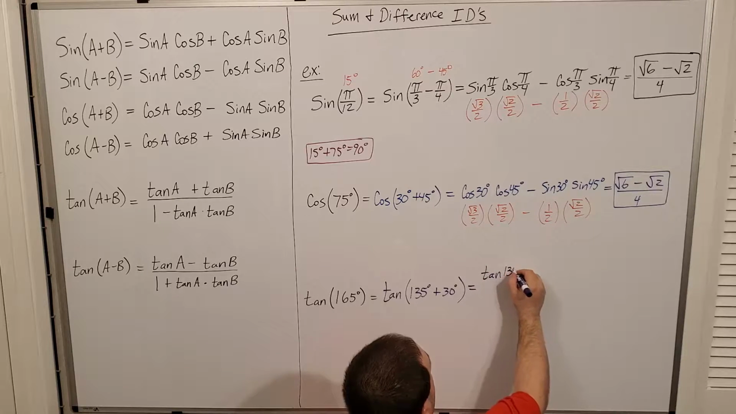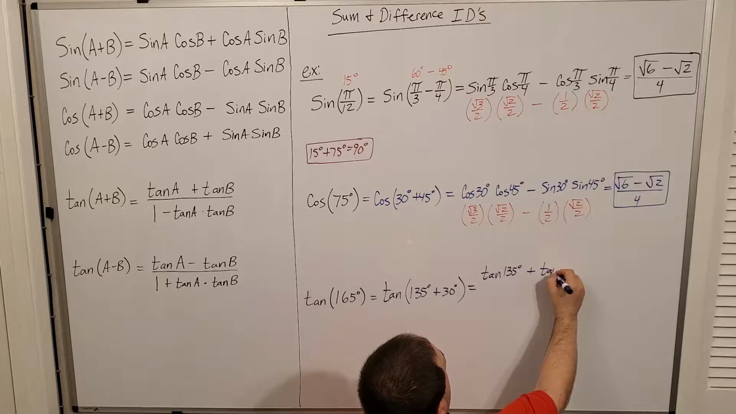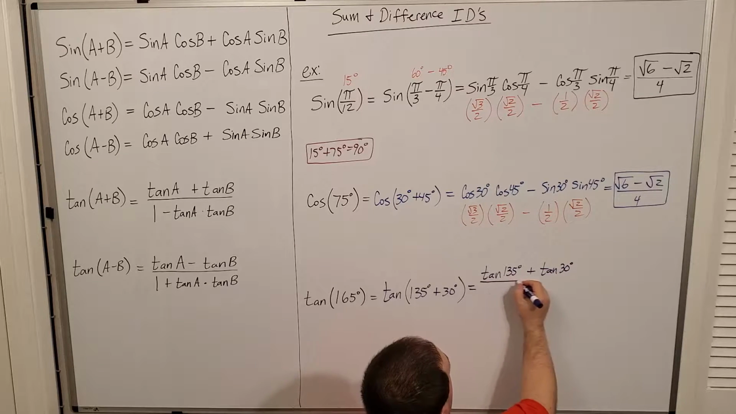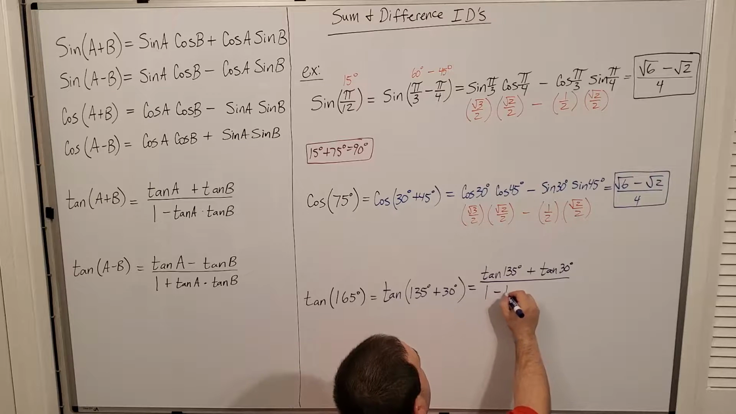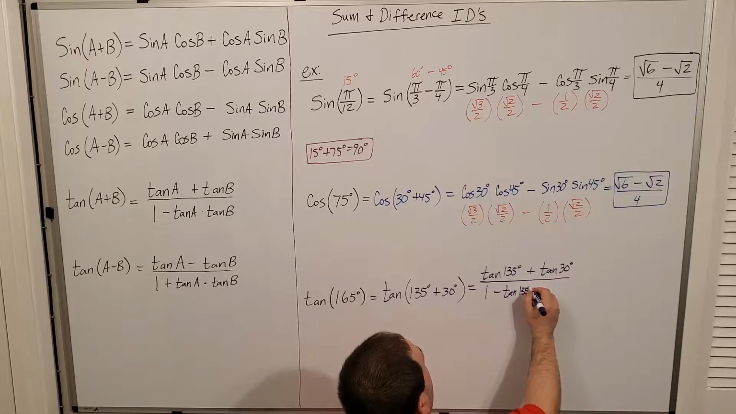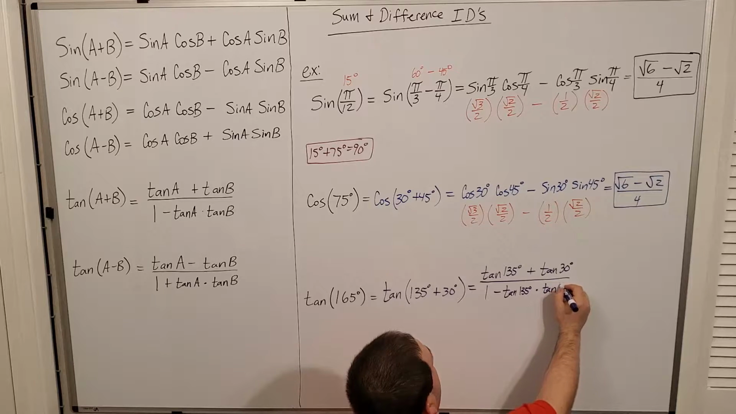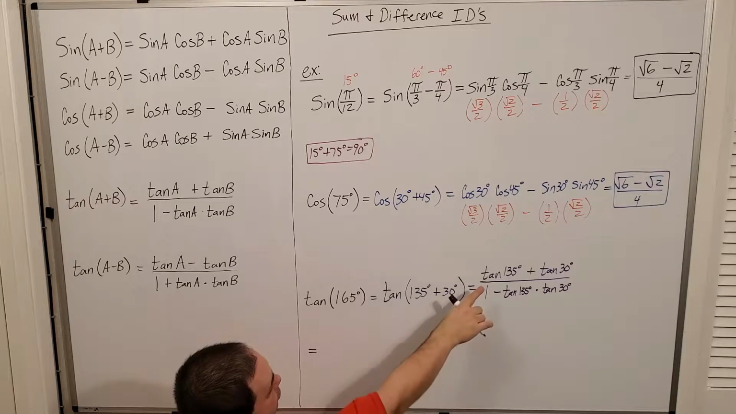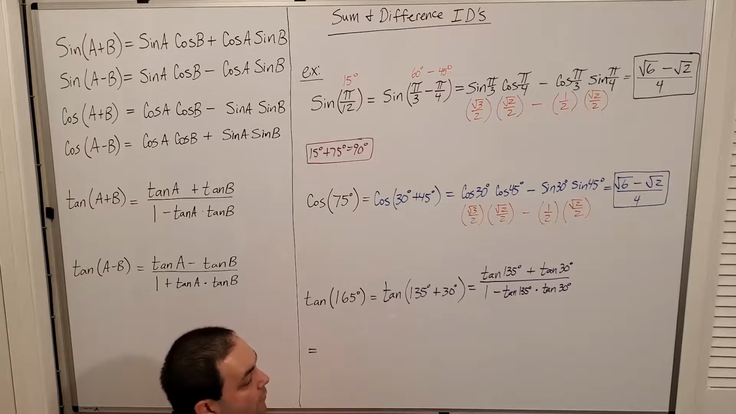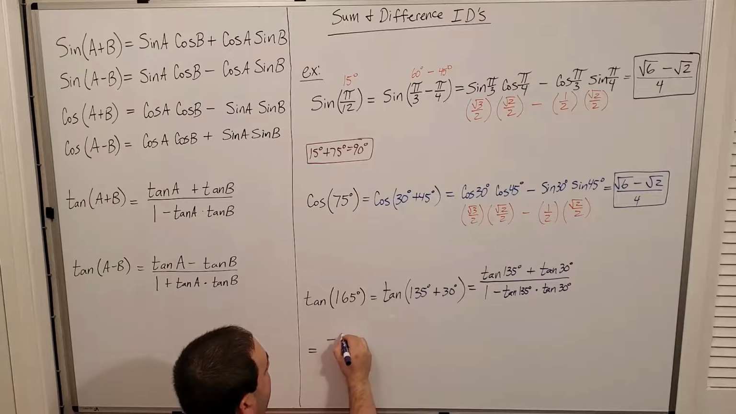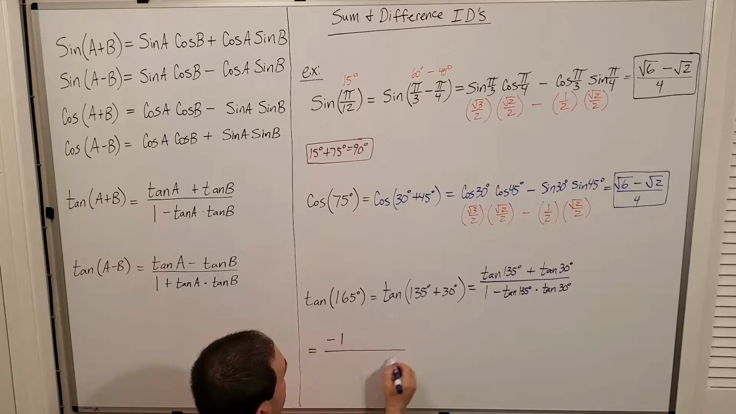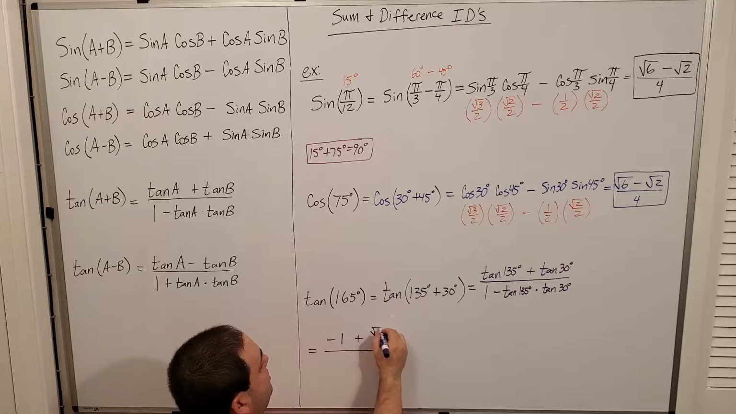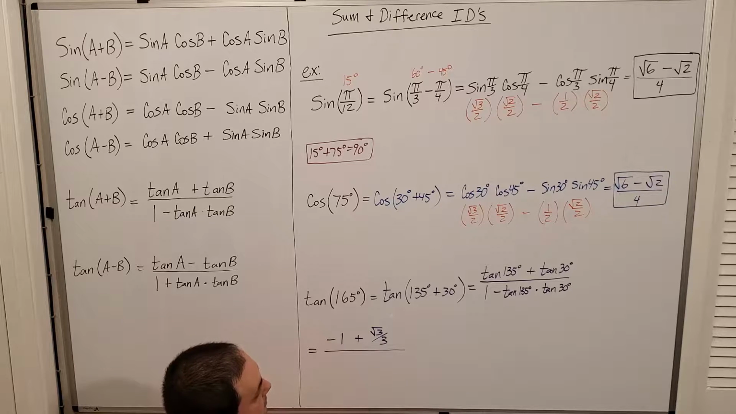tangent of 135 degrees plus tangent of 30 degrees divided by 1 minus tangent of 135 degrees times tangent of 30 degrees. Okay, so where does that land me? Tangent of 135 is the same as tangent of 45 degrees, except in quadrant 2, tangent is negative. So that's -1. Plus tangent of 30 is square root of 3 over 3. Right?